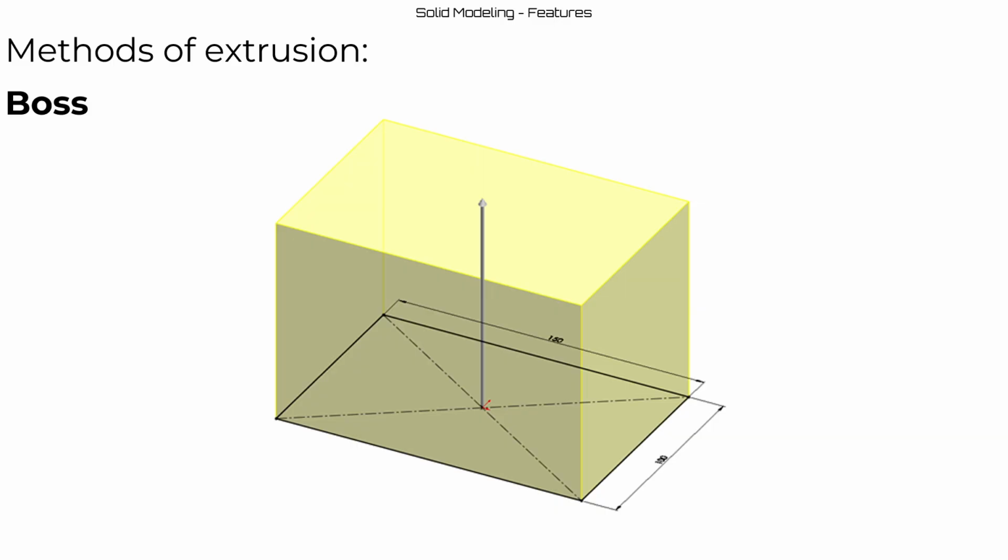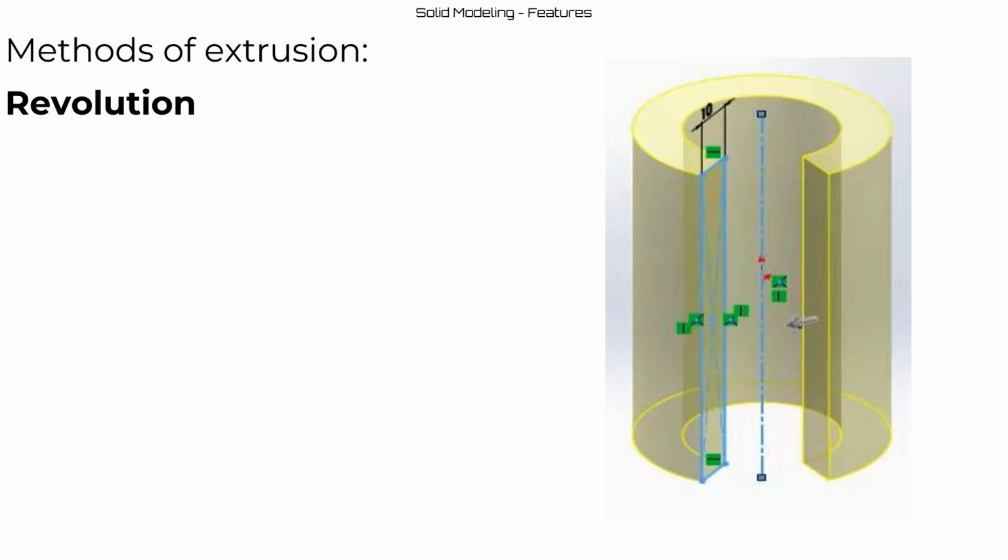So next we're moving on to methods of extrusion. You have the good old boss, where you take a 2D sketch, extend it by a certain amount, and now you have a 3D object. Revolution, where you have a sketch of an object and an axis that may or may not necessarily be fixed to one another.